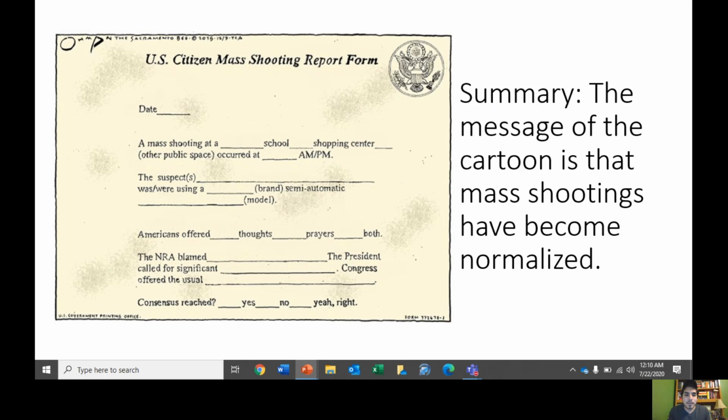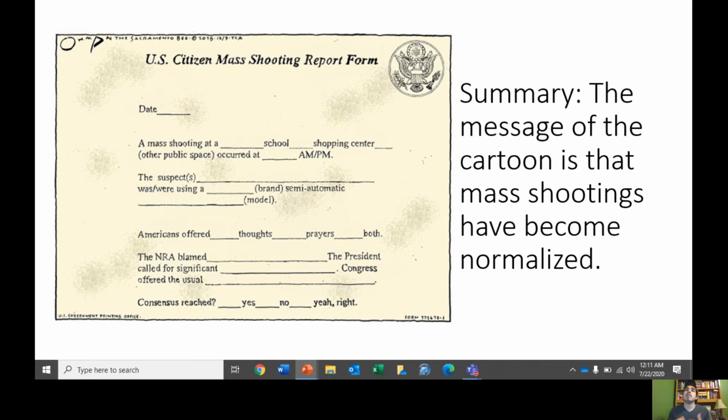And so I saw U.S. citizen mass shooting report form. I saw a lot of blanks. I saw a lot of areas where it seemed like it was suggesting, okay, the date of this mass shooting report form can happen anywhere. It's a school, shopping center. It gives you a lot of options to tick off. Americans offer thoughts and prayers, or both.